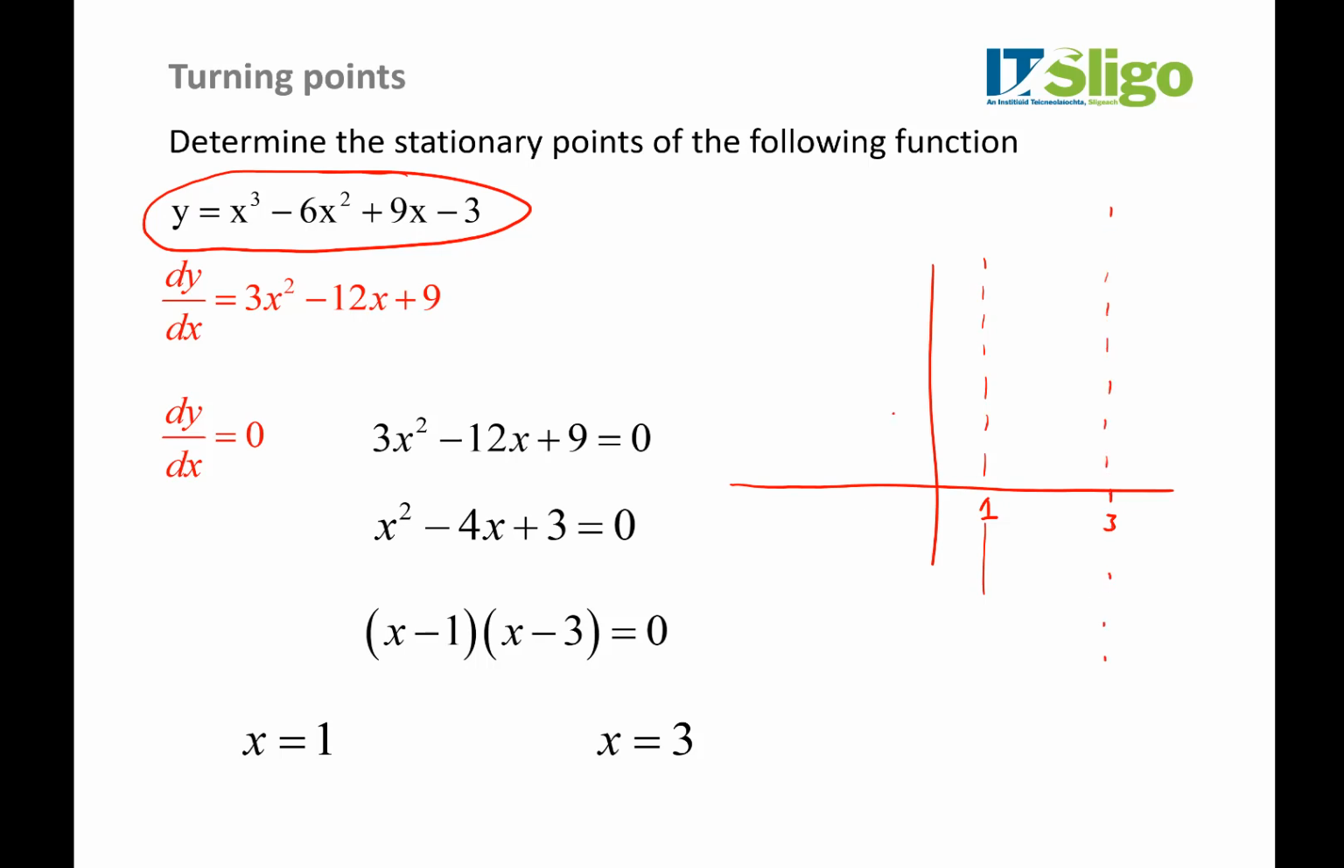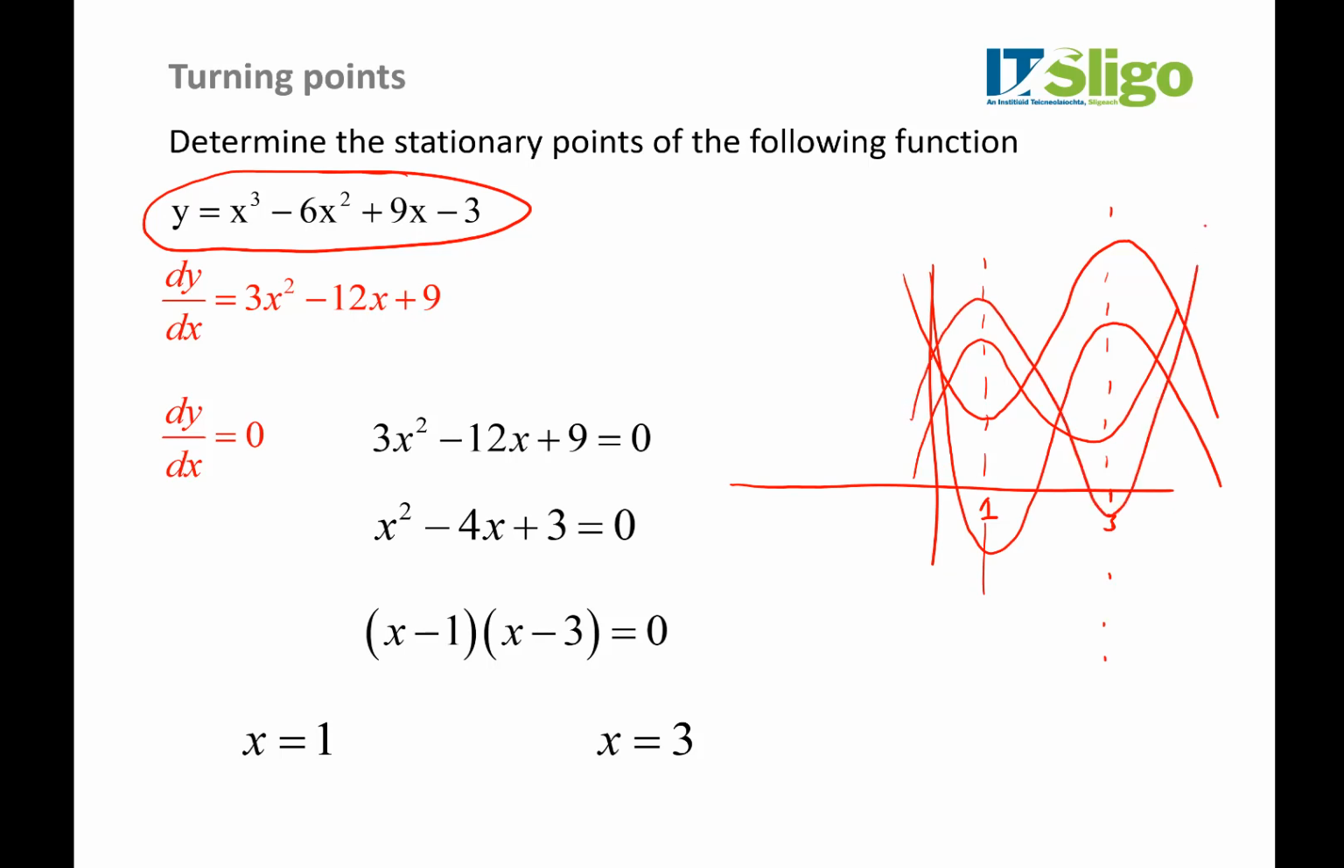But we don't know anything else. It could look like this. It could be a maximum here and a minimum there. Or it could be a minimum and then a maximum. So we don't really know. There's an infinite number of possible arrangements that we could have max and minimum points occurring at these 2 locations. So we need to find the y value, but we know what to do.